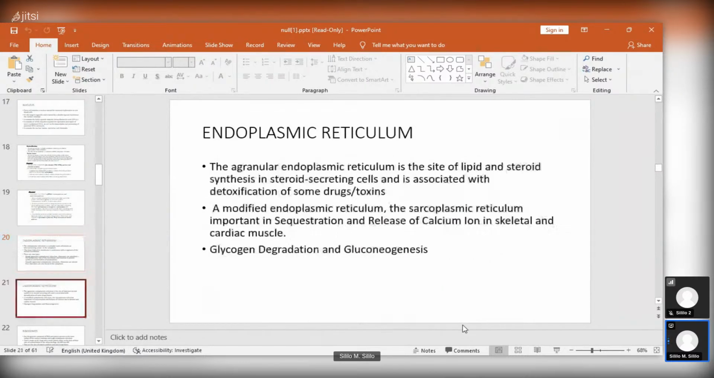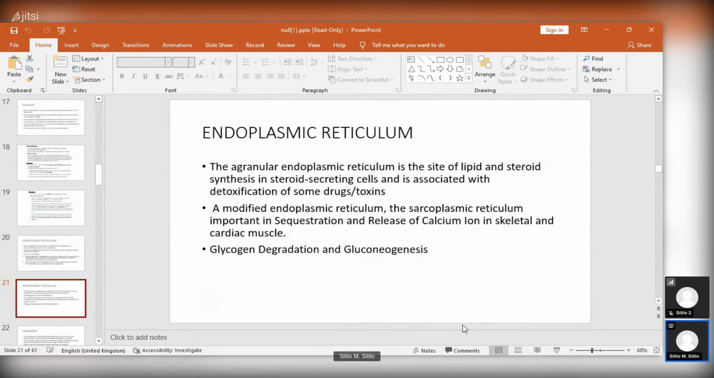Okay, in terms of the agranular endoplasmic reticulum, these are the ones without the ribosomes. What is their major function? They are a site of lipid and steroid synthesis and storage. Mainly we find these in lipid secreting cells, so these are your fat cells. This is why we find a high number of agranular endoplasmic reticulum there. A very important feature of these is detoxification.